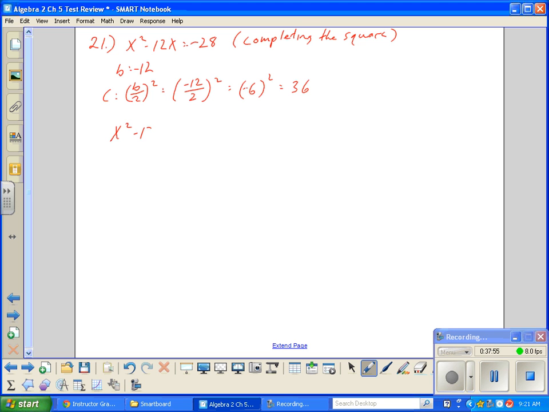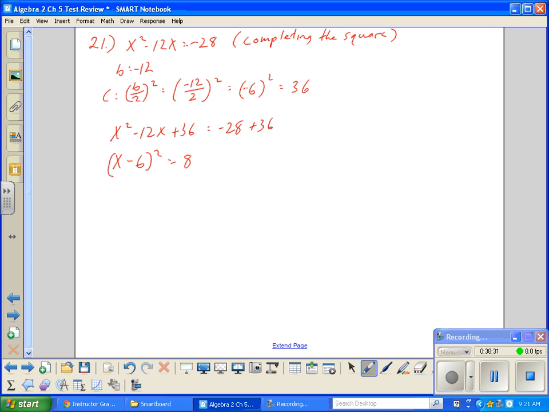So x squared minus 12x plus 36 equals negative 28 plus 36. And once we've completed the square, then we know we can write that as the square of a binomial, which is x plus b over 2 squared. So x plus b over 2, our b over 2 is negative 6. So x plus negative 6, or just x minus 6 squared equals negative 28 plus 36, which is positive 8.